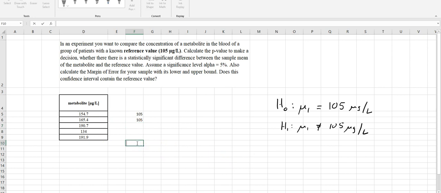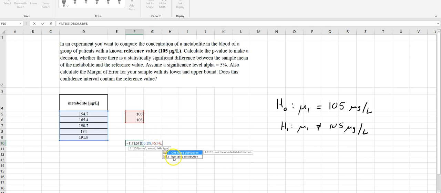So here the way we do that is we use the built-in function in Excel, equals T.TEST. Here is our first data set, array 1, separated by a comma. Here is our second data set. Very small one, but nevertheless it is one.